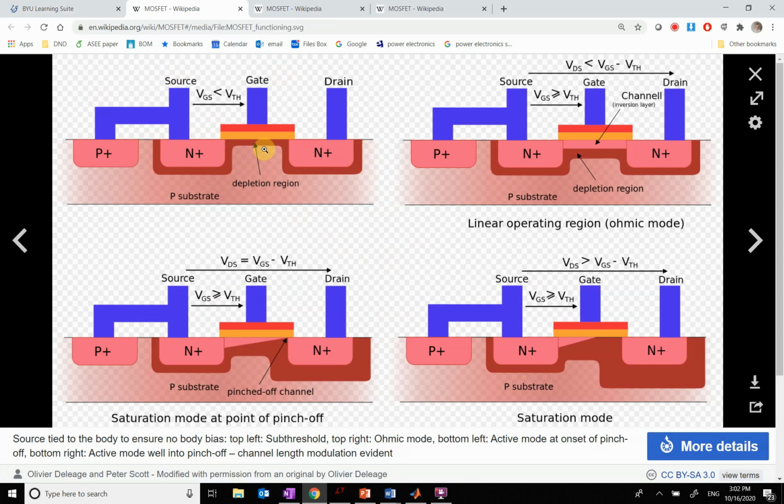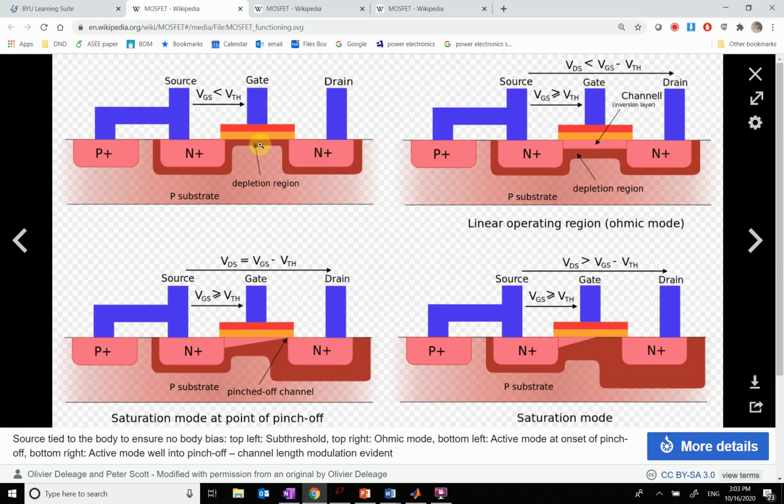The NPN creates a depletion region, just like we had with the BJT, and then the PN region creates a depletion region over here. So we have two depletion regions, looks like two back-to-back diodes, just like we had with the BJT. But now I can't make a direct connection right here. I only have a capacitor.